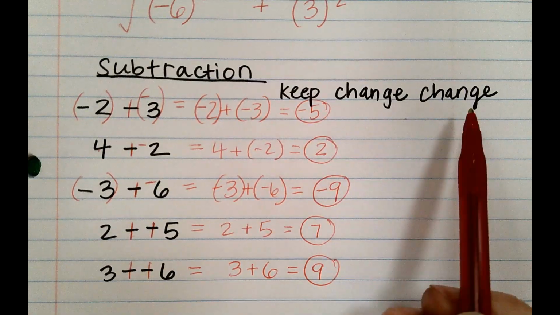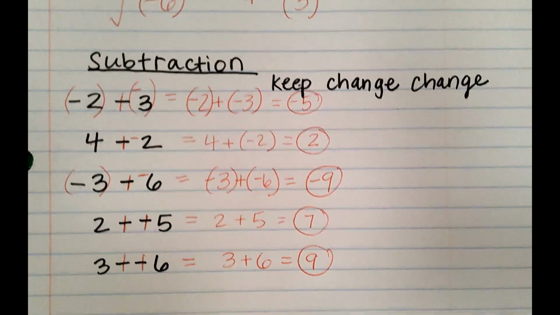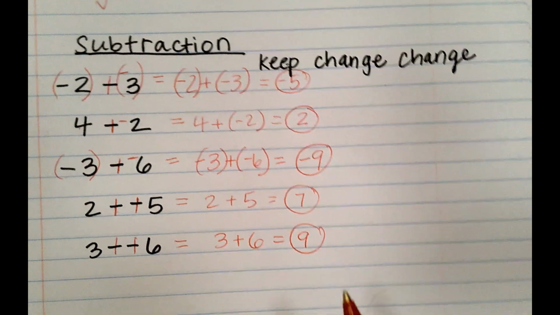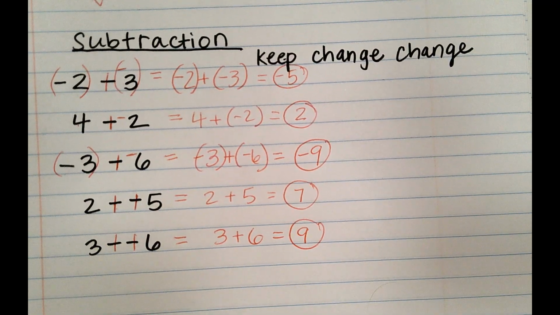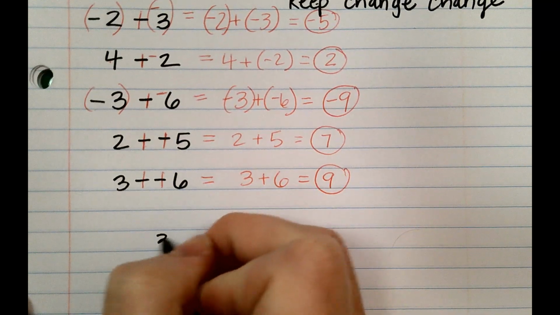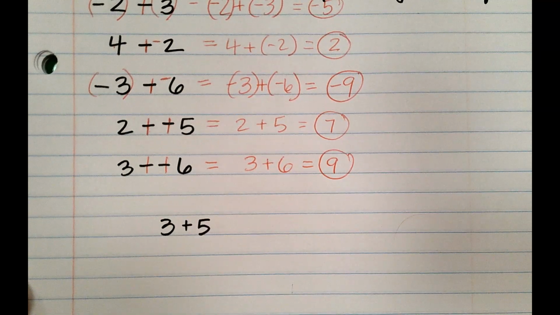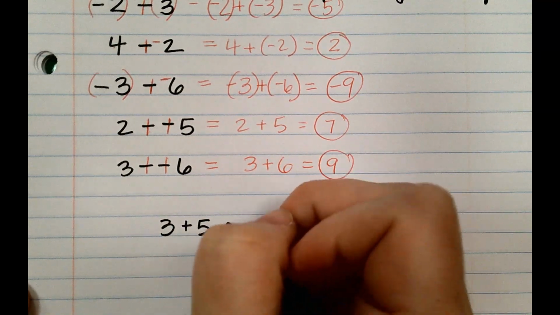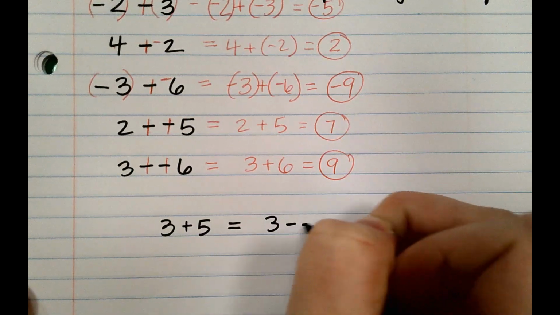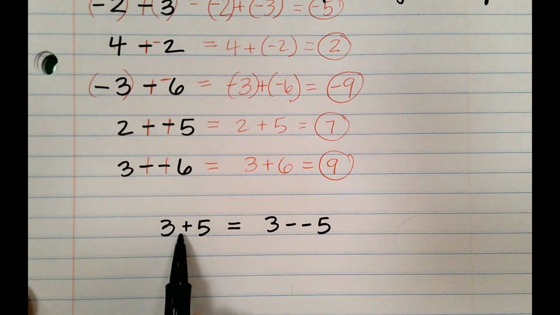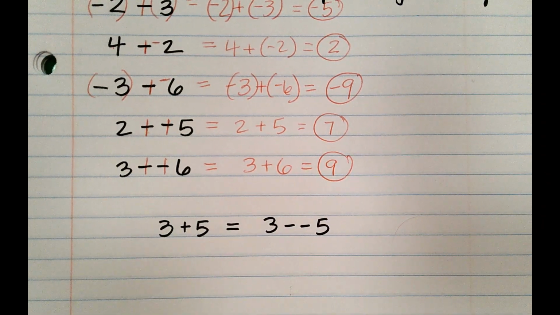So keep, change, change. When you're subtracting, you can do that. Technically, you could do it with addition too, but it's just going to change everything to subtraction. Like 3 plus 5. Weirdly enough, it's the same thing as 3 minus -5 by change and change again.